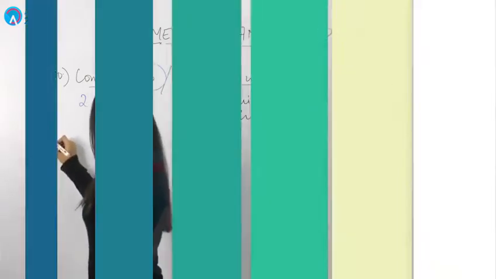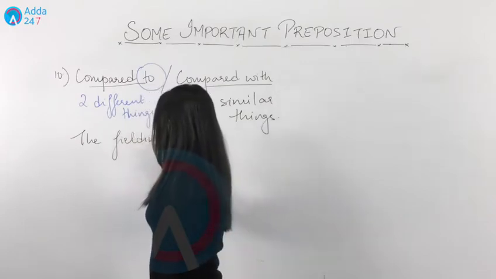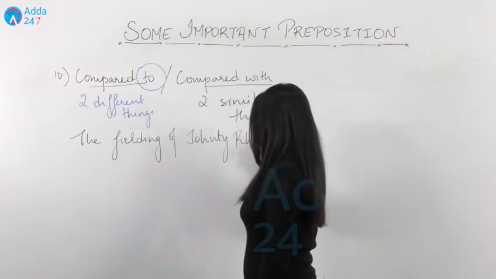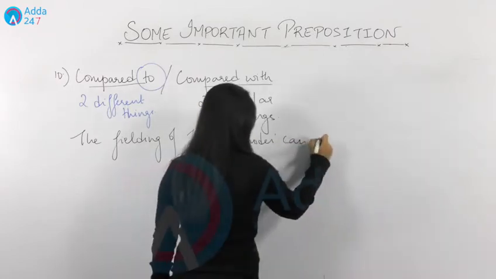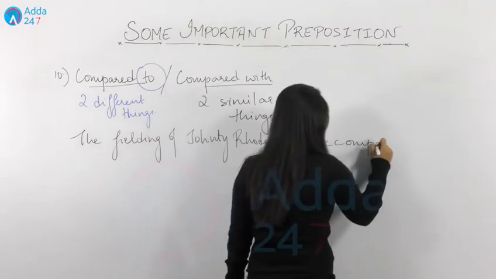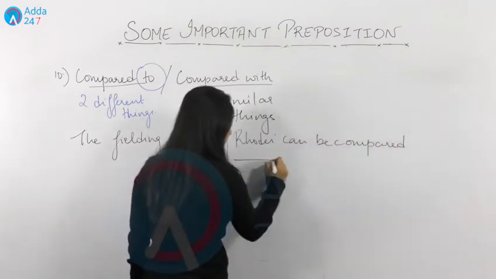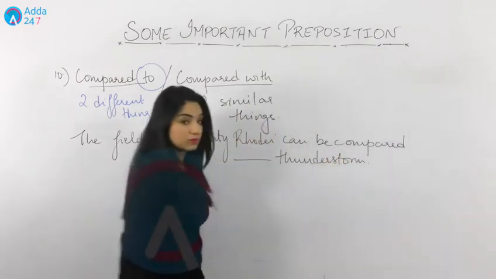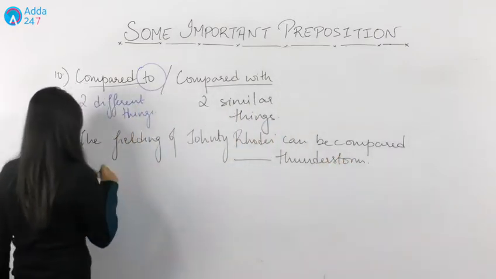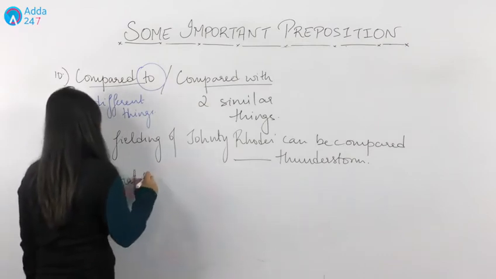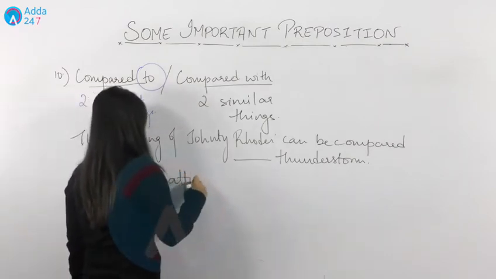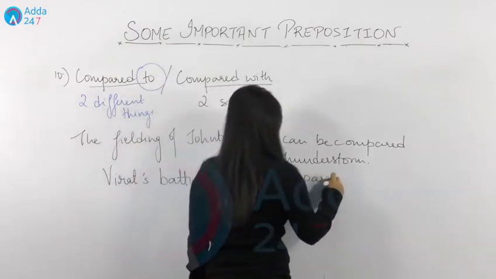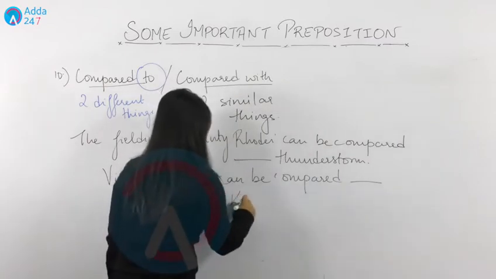Right? If I say, the fielding of Jonty Rhodes can be compared dash thunderstorm. One sentence. And you can also say, Virat's batting can be compared dash Kapil's.